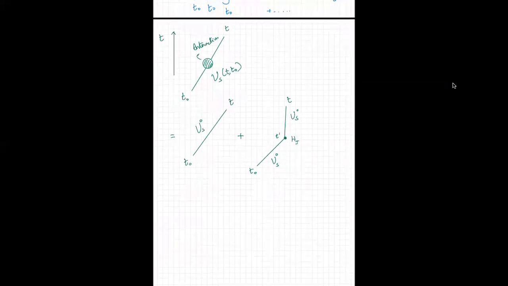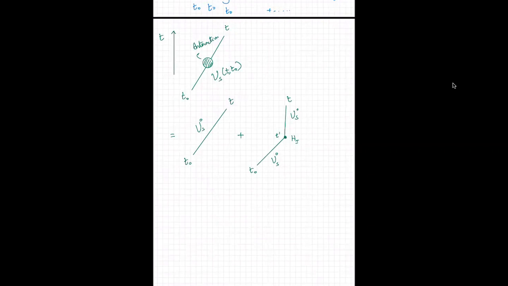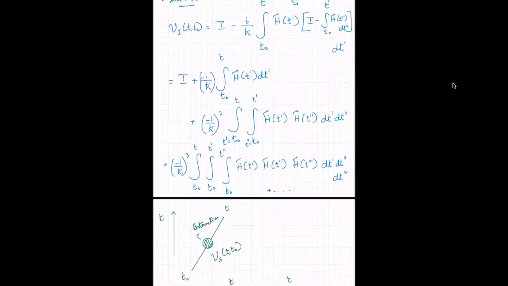Now, where does this t prime occur? At what time point does the system interact with the external perturbation? I cannot say this with certainty. All I can say is that this happens to first order at some time between t0 and t. So I'll have to account for the possibility that the system interacts at any time between t0 and t, and that is why there's an integration between t0 and t with respect to time dt prime. This is how you understand the first order term as a picture.